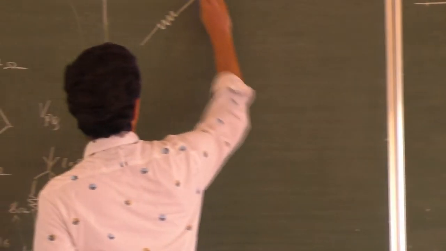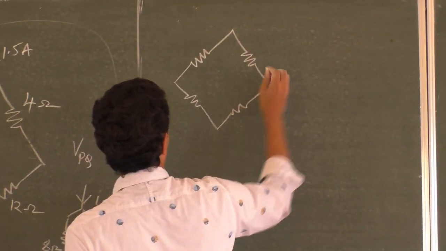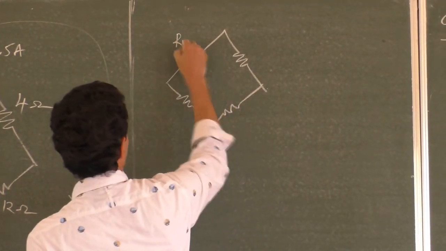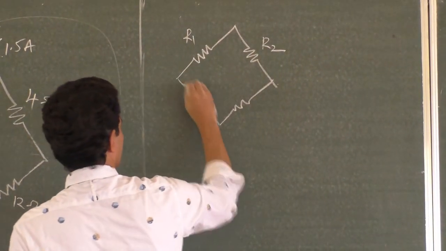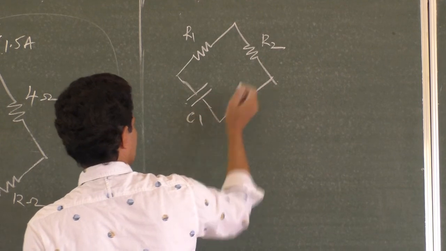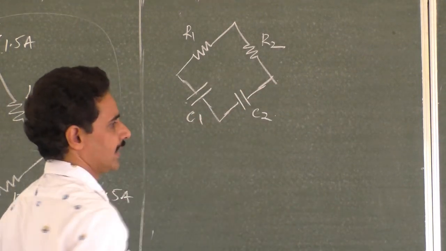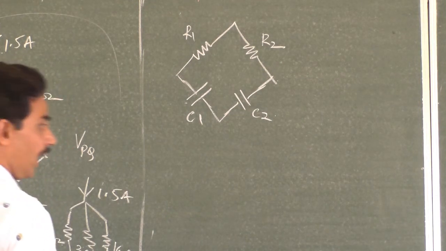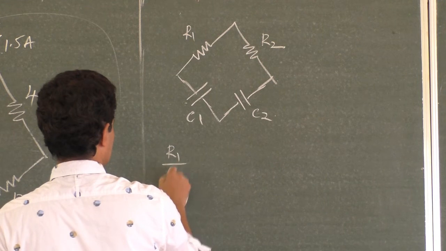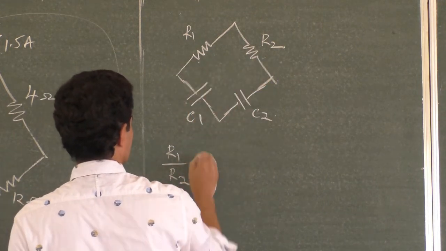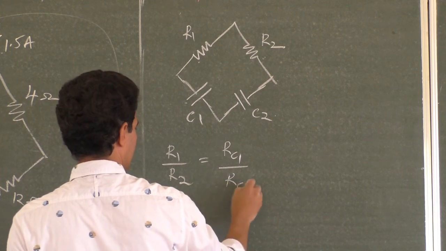There are two resistors here. It's a balanced Wheatstone network. They have said it already. Here is a capacitor of capacitance C1 and here is a capacitor of capacitance C2. Of course, everything is connected. Now, how to write the balancing condition for this one? It is the resistance of first resistor by second resistor is equal to resistance of capacitor 1 divided by resistance of capacitor 2.